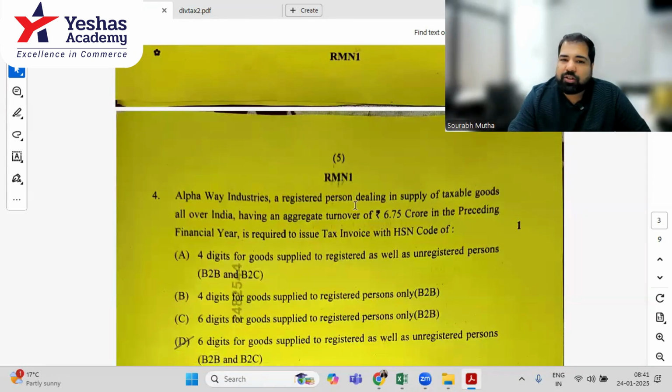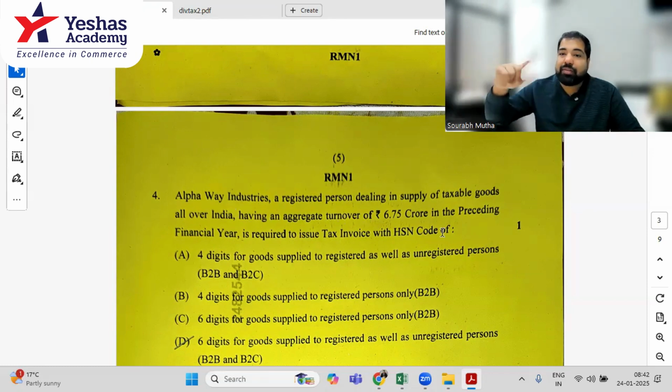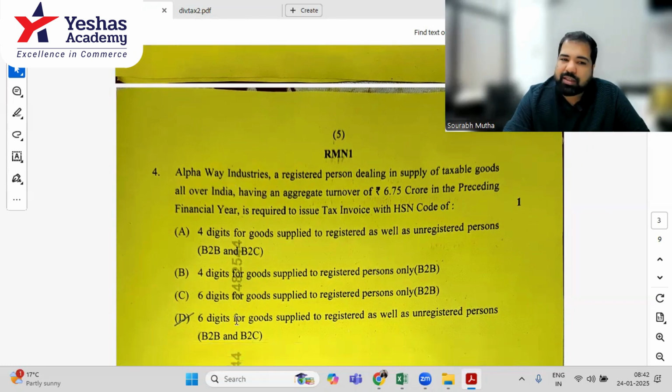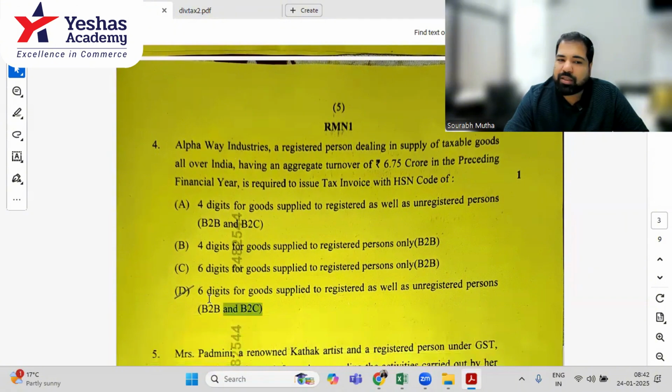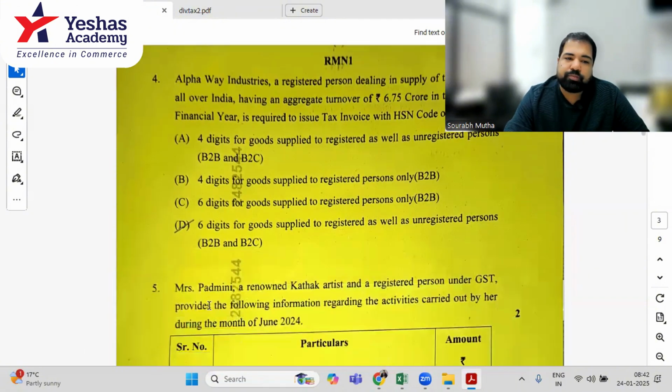Alpha Bay Industries is a registered person dealing in taxable goods all over India. So they are basically someone who's registered under GST. And last year, the turnover was 6.75 crore. Are they required to issue a tax invoice with how many HSN digits? If you remember, guys, up to 5 crore, you need to issue 4 digits, and above 5 crore, 6 digits. If you remember, the shortcut also was there, that above 5 crore, 6 digits of HSN code for both B2B and B2C. So answer is D, 6 digits for goods supplied to registered as well as unregistered persons, B2B as well as B2C. So answer is D.